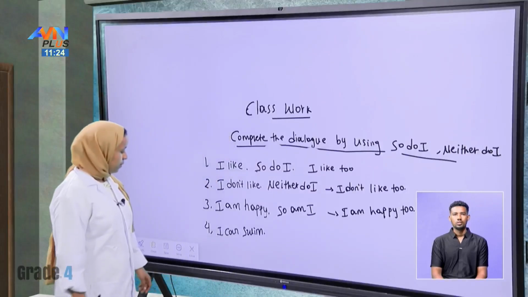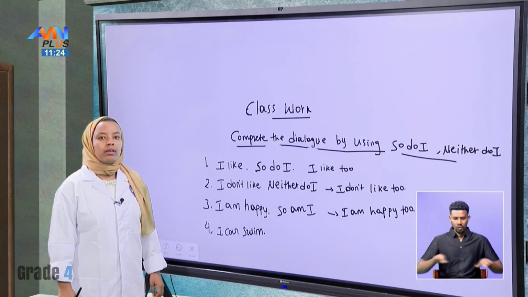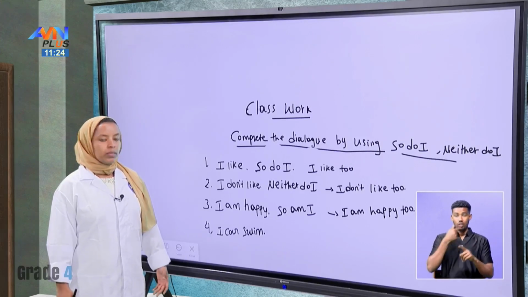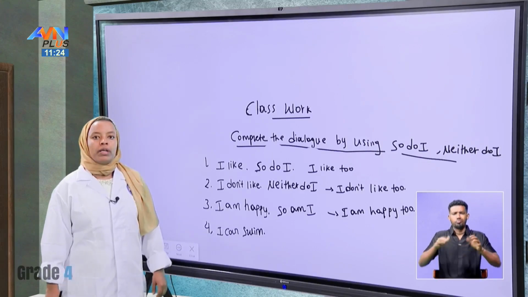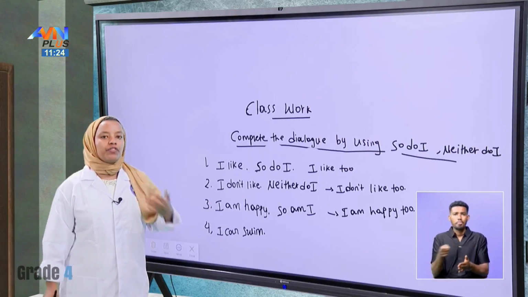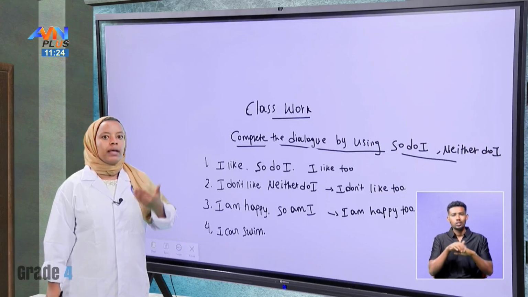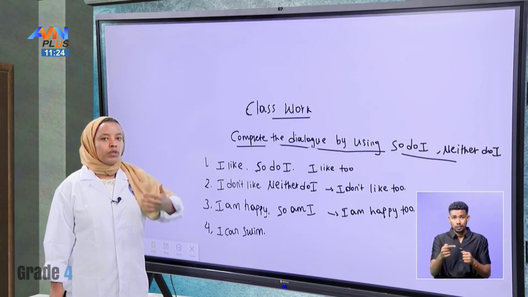Here is, I can swim. Your friend says, I can swim. Can shows ability. It might be language. For example, I can speak French. I can speak Afan Oromo. I can speak English. This is the ability that you are able to do.